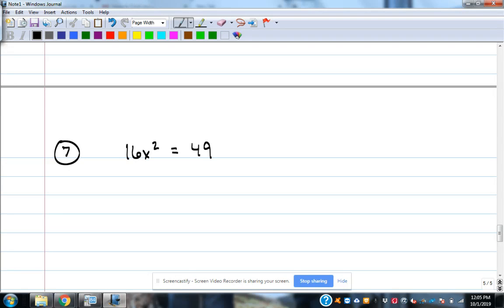So 16x squared is equal to 49. So that, if we follow the rules for solving by factoring, what should we do first? Subtracting the 49 would be a good move because that leaves the descending order with the positive number in the front.